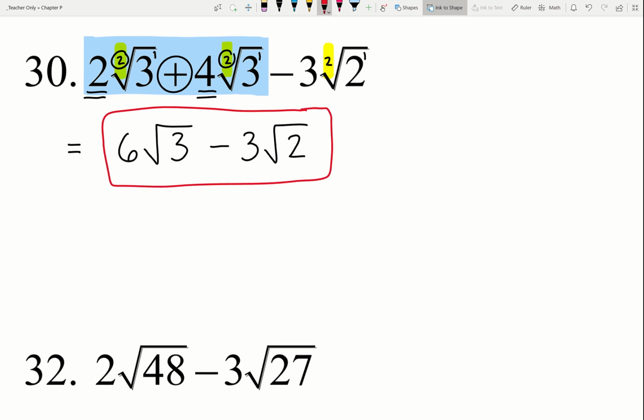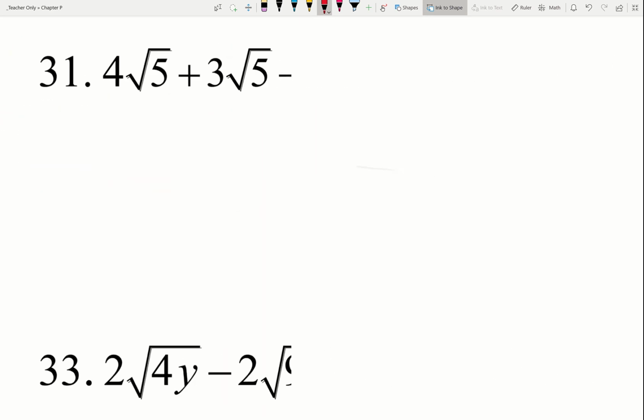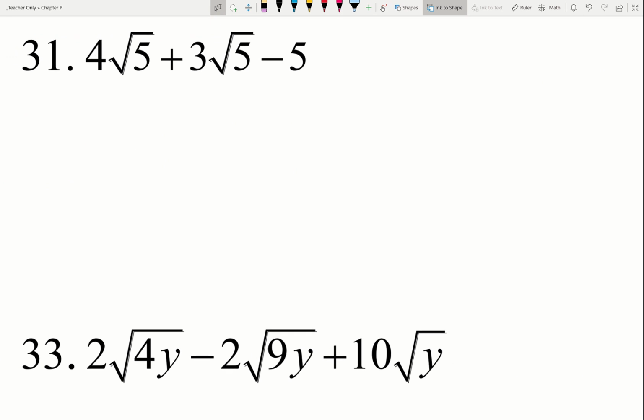Remember, we can only combine the roots if they have the same index and the same radicand. Here, those radicands are different. One is a 3, the other is a 2. Okay? So that's a complete problem on that one.